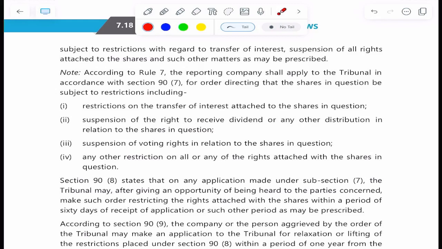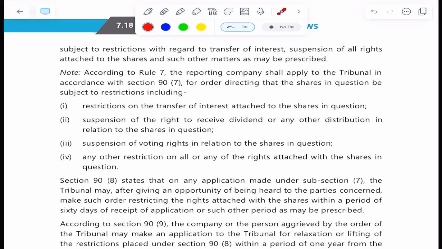Restriction on the transfer of interest attached to the shares in question, suspension of the right to receive dividend or any other distribution in relation to the shares in question, suspension of voting rights in relation to the shares in question, and any other restriction on all or any of the rights attached with the shares in question.